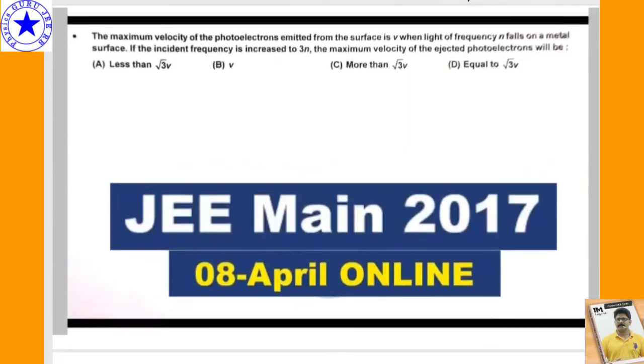JEE Mains 2017, asked in April 8th online. The maximum velocity of photoelectron emitted from the surface is V when the frequency n falls on the metal surface, right? When the incident frequency is increased from n to 3n, then what is the maximum velocity? This is the question, right?